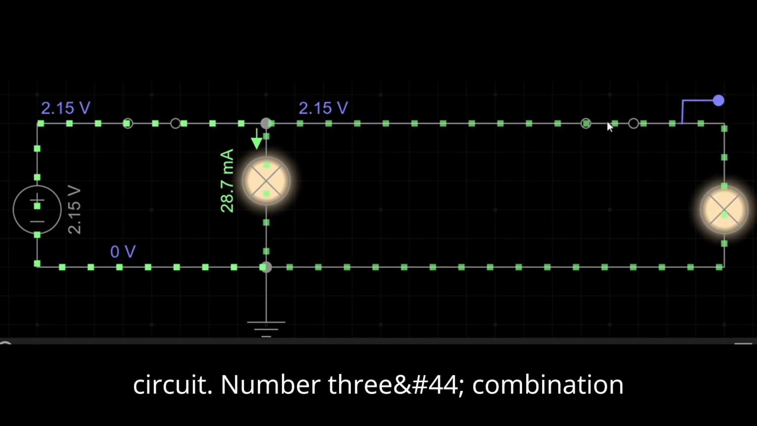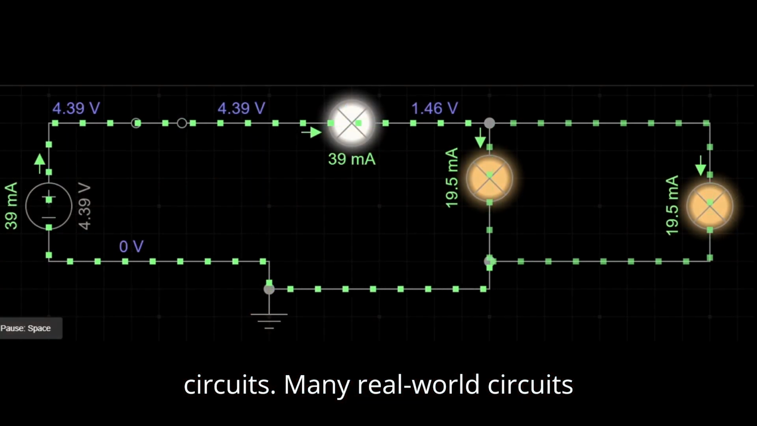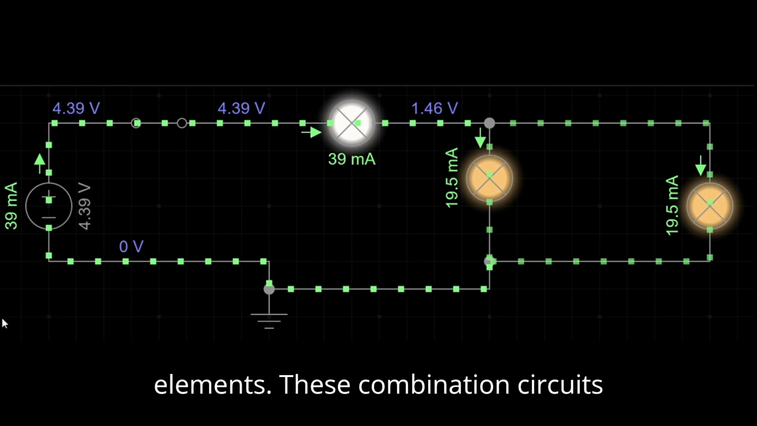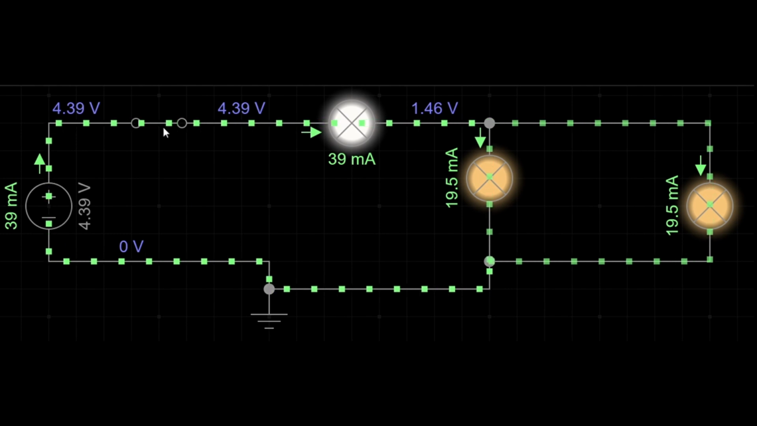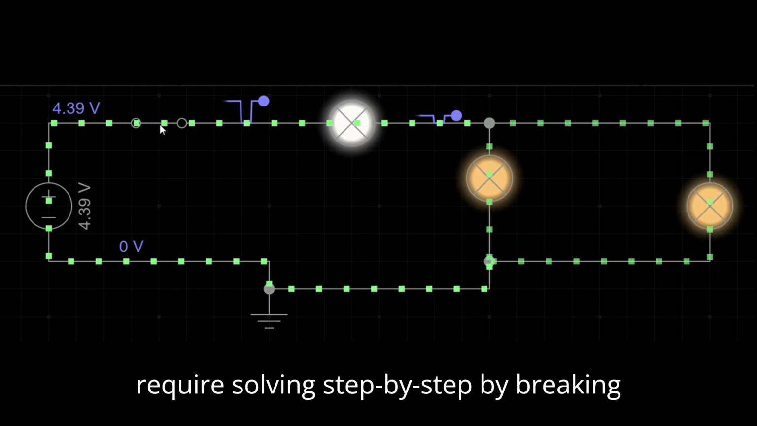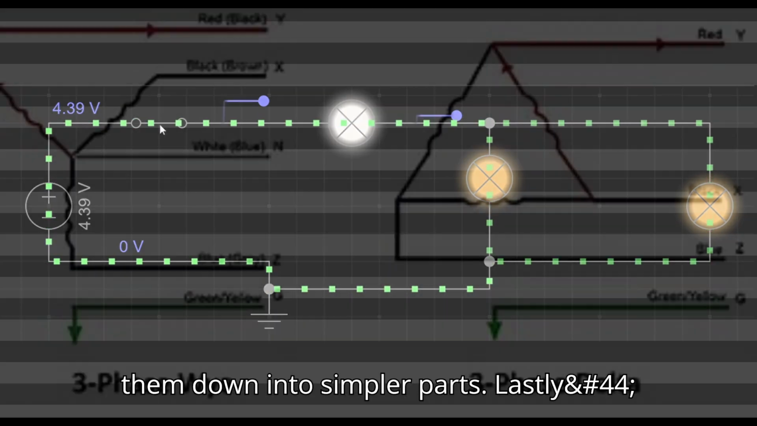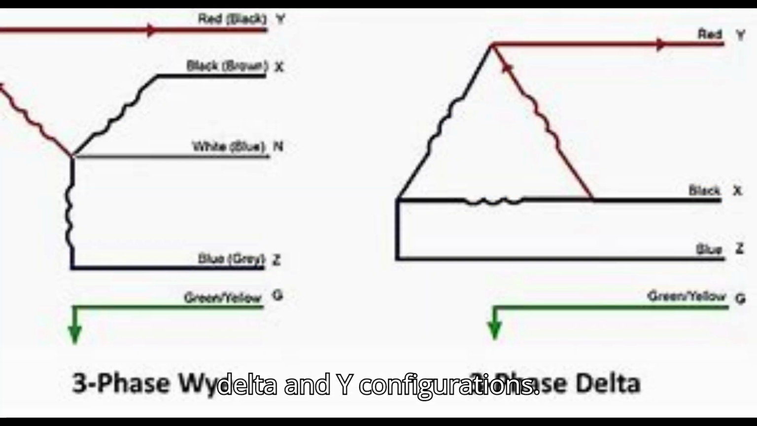Number 3, combination circuits. Many real-world circuits are a mix of series and parallel elements. These combination circuits require solving step-by-step by breaking them down into simpler parts. Lastly, delta and Y configurations.